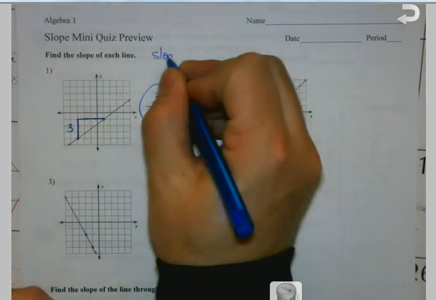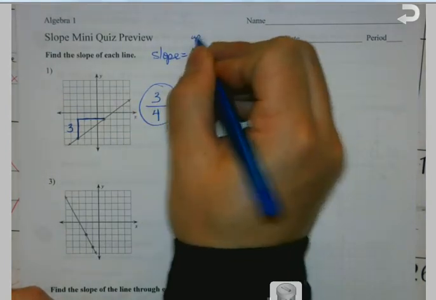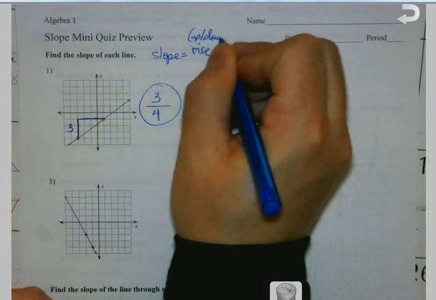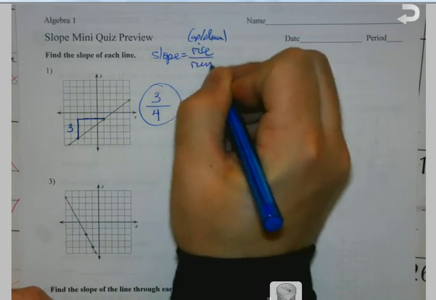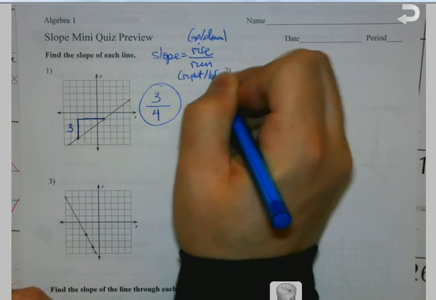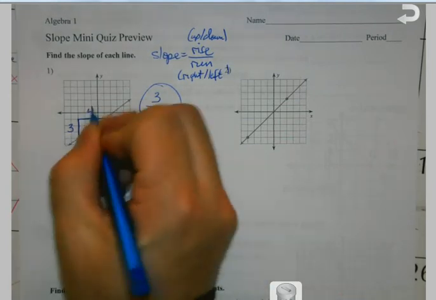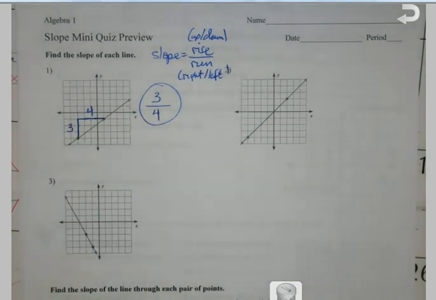Slope is always rise, which is my up or down, over run, which is my right or left. And I have to do it that way. So if you want to count them the other way, you can, but as far as the actual values go, I always have to write it this way because otherwise it just wouldn't work.